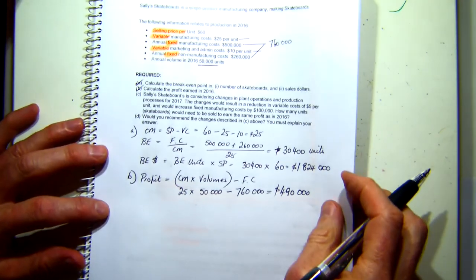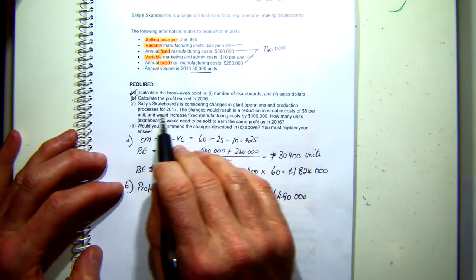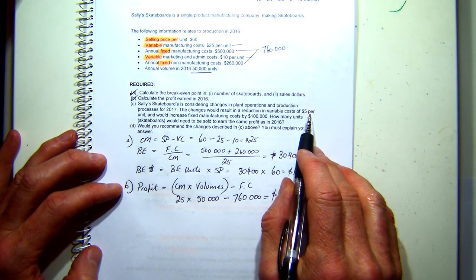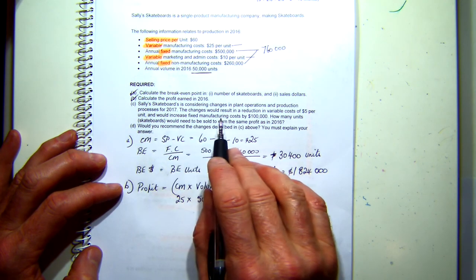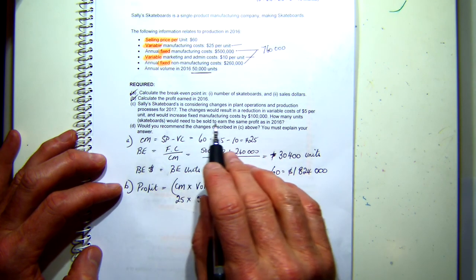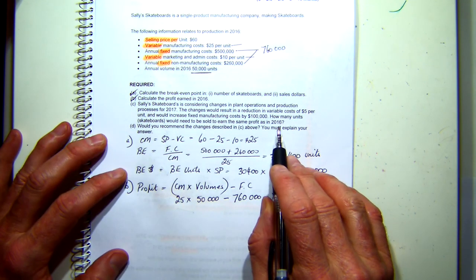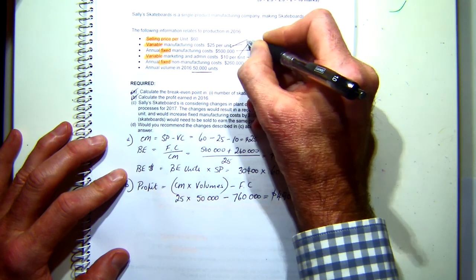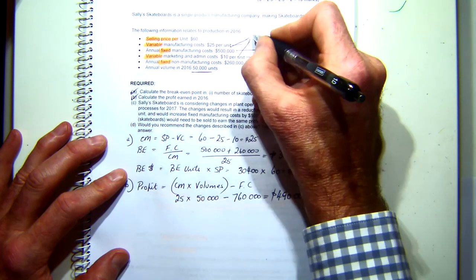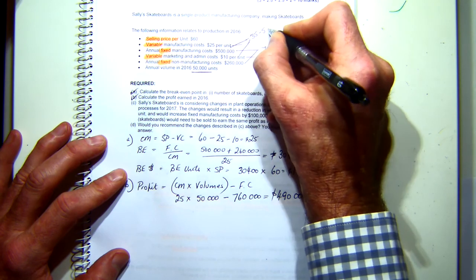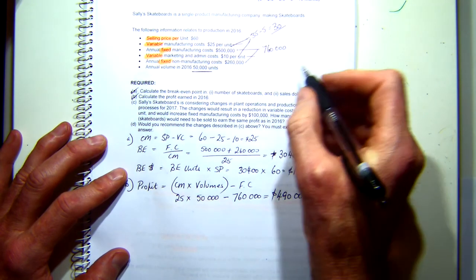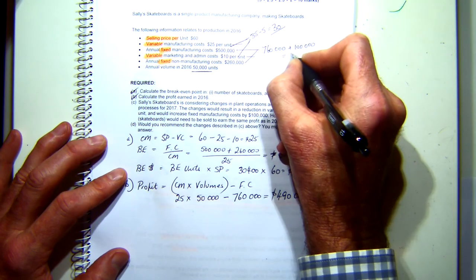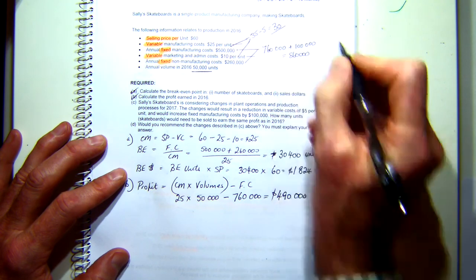Now Sally Skateboards is considering a change in plant operations and production processes for 2017. The changes would result in a reduction in variable costs of $5 per unit and an increase in fixed manufacturing costs of $100,000. How many units would need to be sold to earn the same profit as 2016? Variable costs will decrease by $5 a unit, so it's 35 minus 5 equals 30. I'll have to calculate a new contribution margin, and my fixed costs are going to increase by 100,000, so that equals 860,000.